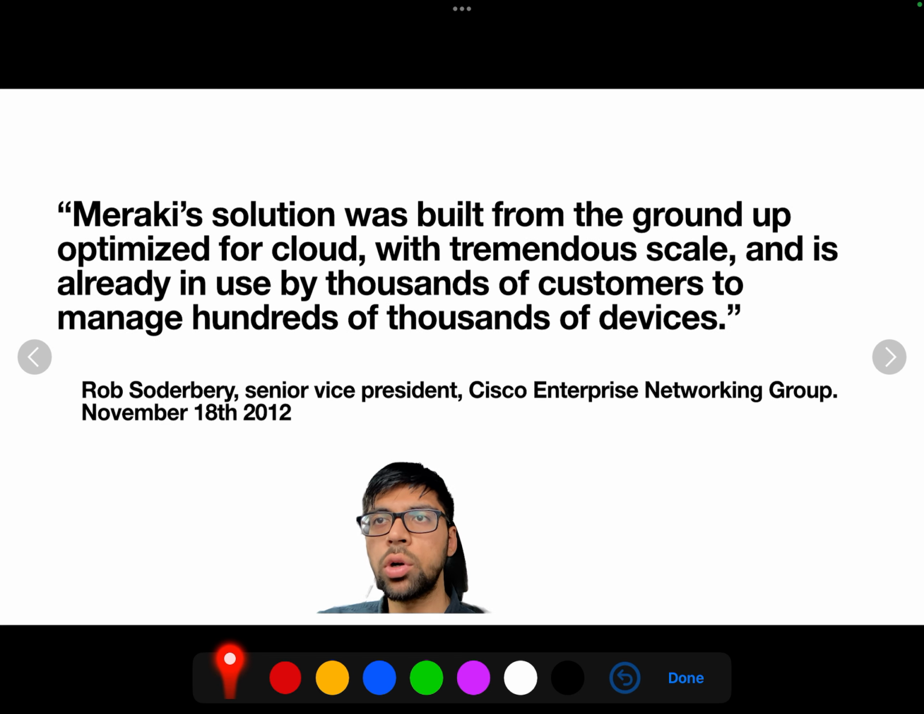He also said that Meraki's solution was built from the ground up, optimized for cloud with tremendous scale, and it was already in use by thousands of customers to manage hundreds of thousands of devices. So being optimized for the cloud really helps these kind of enterprises.